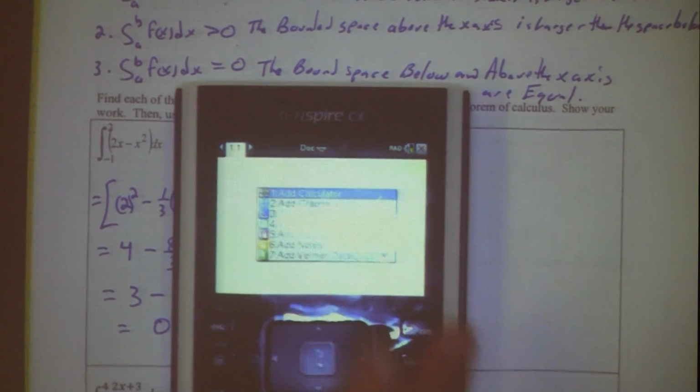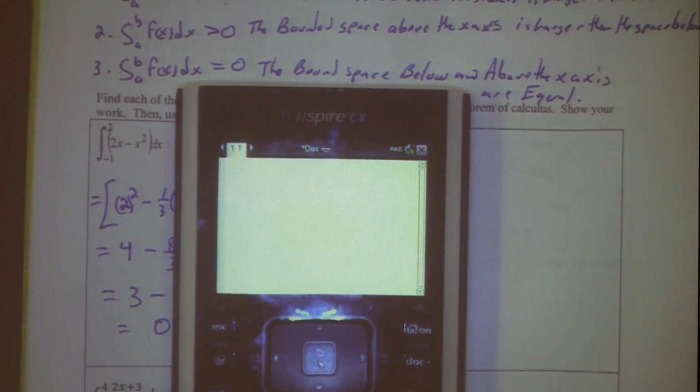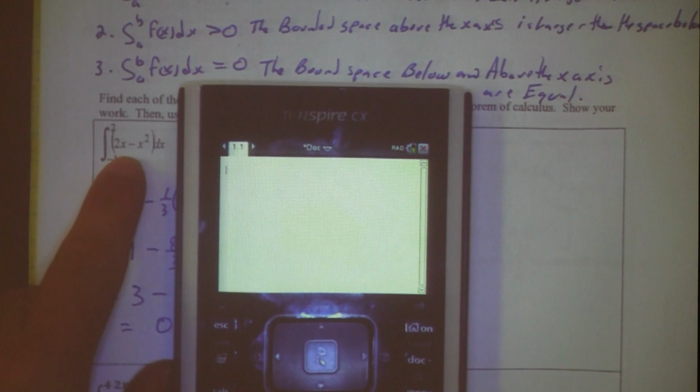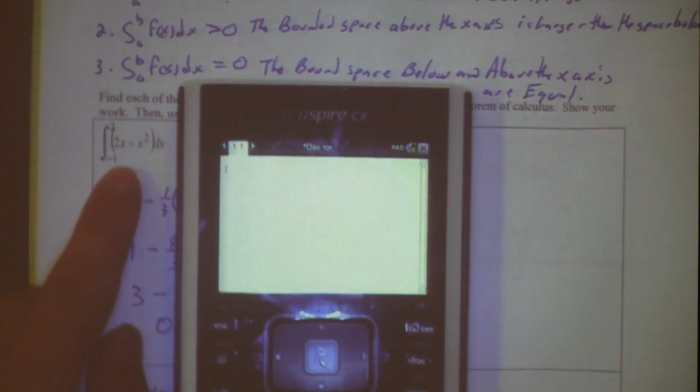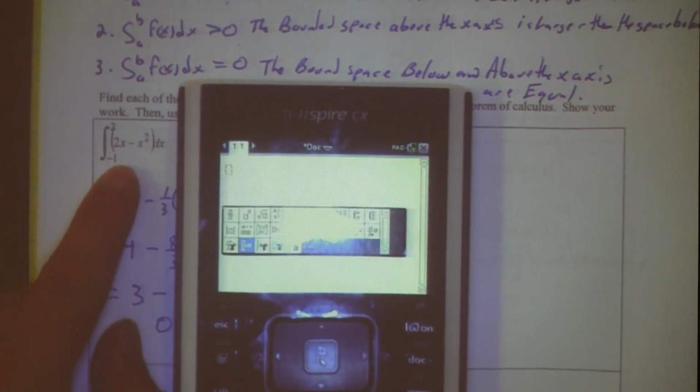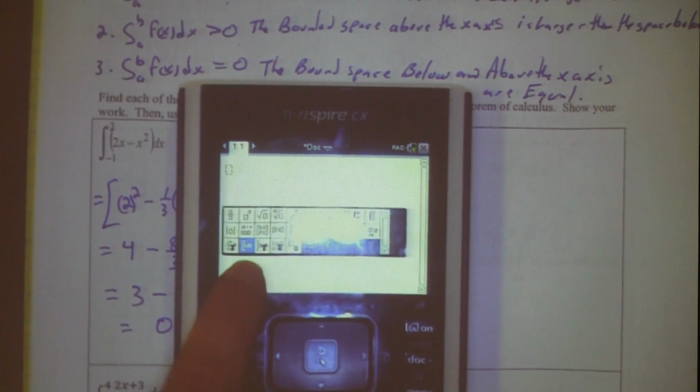Good? Alright, so add a calculator page, and what we want to do is enter this integral. And we're going to let it calculate the answer first. So that's going to be under 9, the little template button, and it's going to be down here at the bottom. Okay?